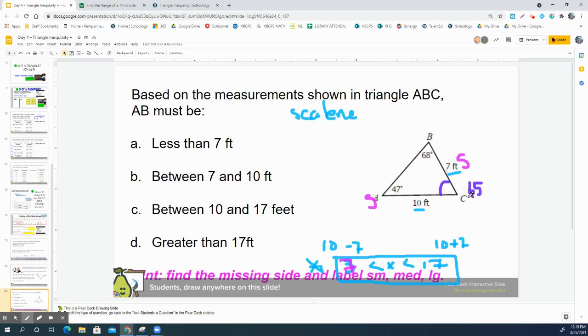Then the medium angle is the 65. So this is medium. That means this side has to be the medium side. So AB has to be the medium side. It has to be bigger than 7, but less than 10 because it's the medium side. Right? B is the largest angle, so 10 is the largest side.